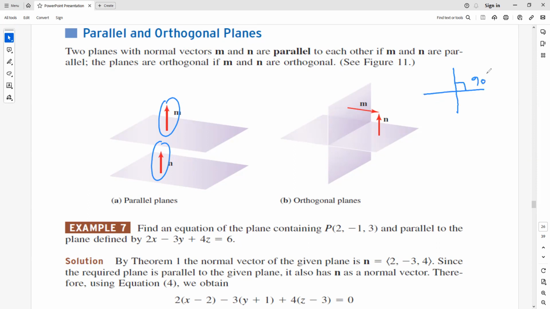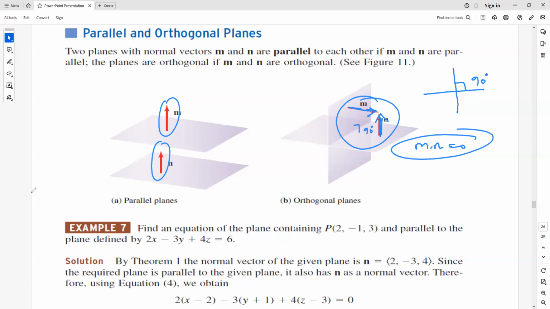say that these two lines are perpendicular or orthogonal. Similarly, if these two planes intersect at 90 degrees, we can say that these are orthogonal. So if the normal vectors of these two planes are orthogonal, it implies that the planes are orthogonal. We can check by using the dot product of the two normal vectors of the planes. So if the dot product m dot n is 0, it implies that the planes are orthogonal, right?